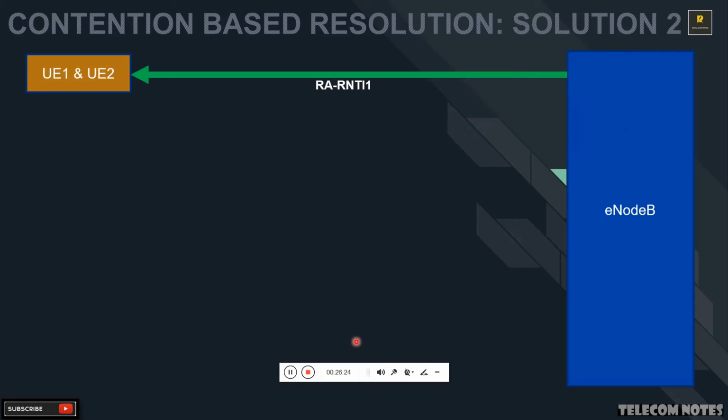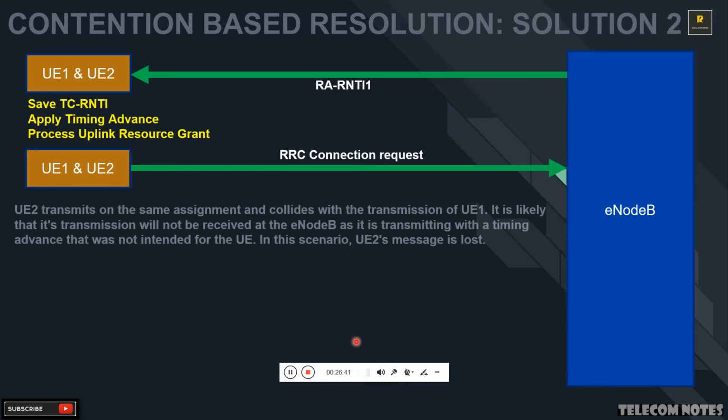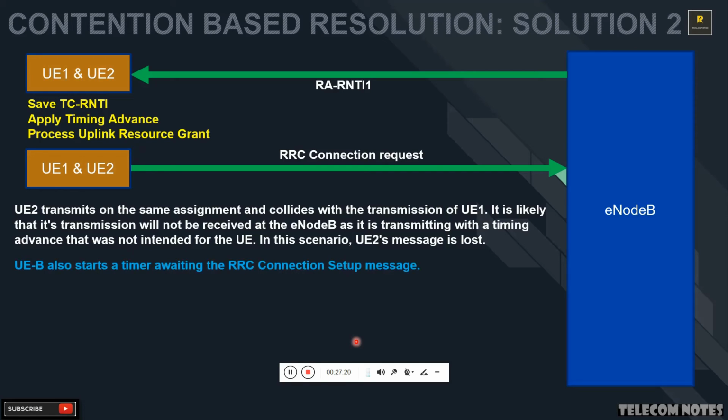So after sending the RA-RNTI 1 to UE1 and UE2, the UE saves the TC-RNTI, applies the timing advance, processes the uplink resource grant, and sends the RRC connection request to the E node B. So UE2 transmits on the same assignment and collides with the transmission of UE1. It is likely that its transmission will not be received at the E node B, as it is transmitting with a timing advance that was not intended for that UE. In this scenario, UE2's message is lost because it does not have the timing advance that was sent for preamble 1. So UE2 also starts a timer awaiting the RRC connection setup message.